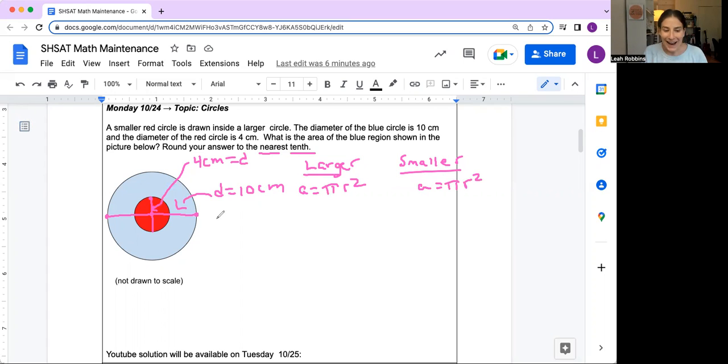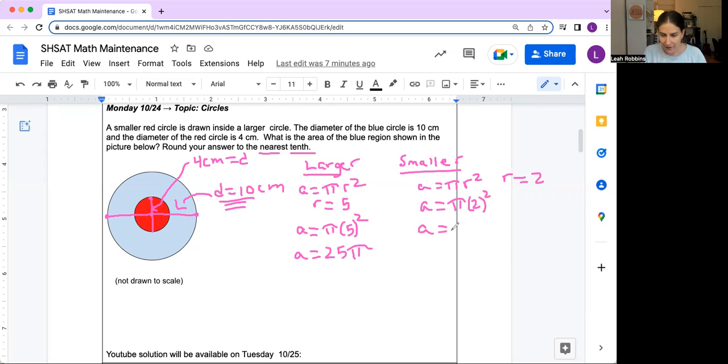So what I know, if the diameter is 10, I know the radius of my larger circle is going to be 5. So I have area equals pi times 5 squared. Area equals 25 pi. All right, I'm going to come back to that in a second. My smaller one, if my diameter here is 4, that means my radius is equal to 2. 2 squared, so I have area equals 2 times 2, which is 4 pi.